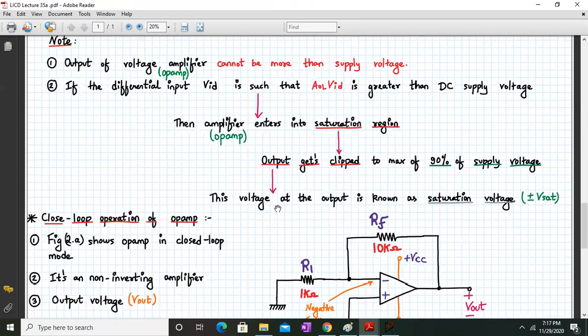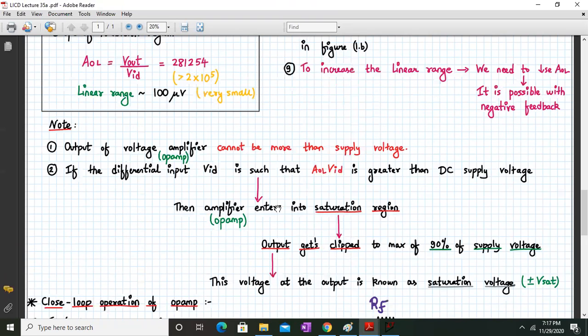Okay, now some notes over here. The output of the voltage amplifier, that is the op-amp, cannot be more than the supply voltage. That means even if you apply some AC input and the output is supposed to give you a value greater than the supply voltage, it cannot give that value. It will saturate at plus Vsat or minus Vsat.